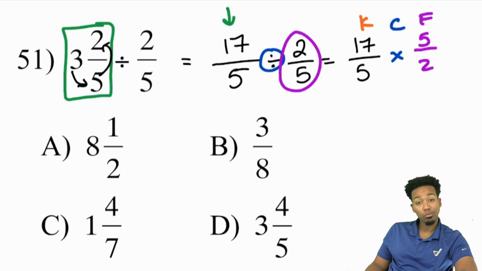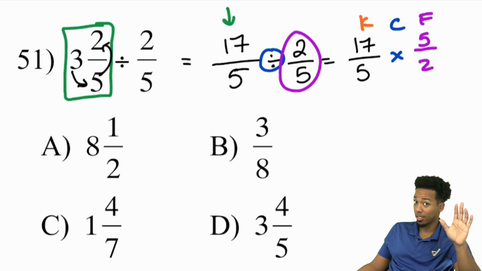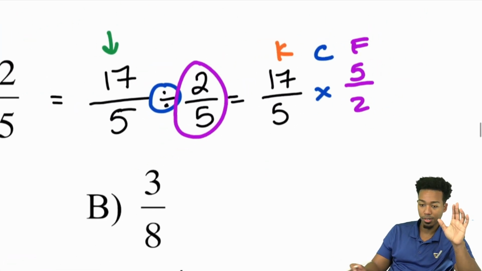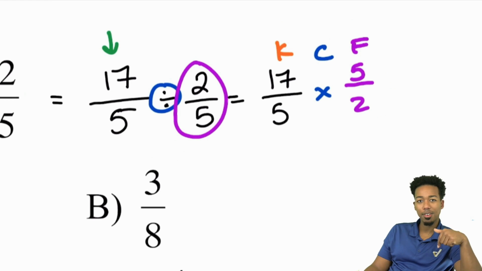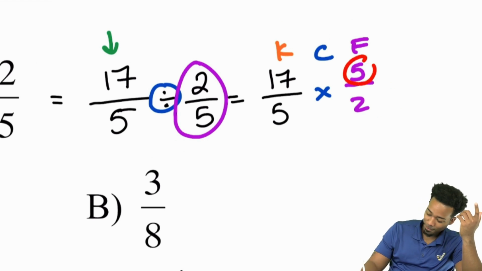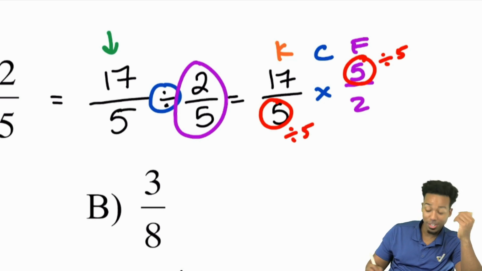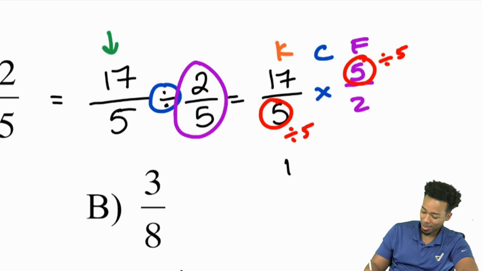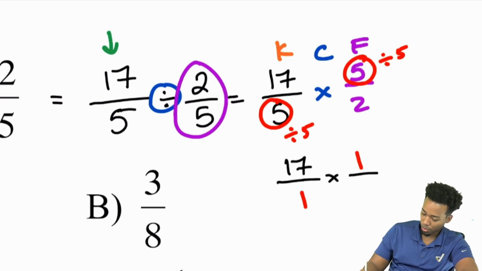So from here, what do we do? Well, you might be looking at this and thinking, I'm just going to go multiply straight across. Stop right there. What do you notice? We have a 5 up top and a 5 on bottom. Whenever you are dealing with a fraction, again, when you simplify first, you should be able to see right over here, 5 up top, 5 on bottom. We can divide out the 5 first to give ourselves an easier time. Because this is going to become 17 over 1 multiplied by 1 over 2.